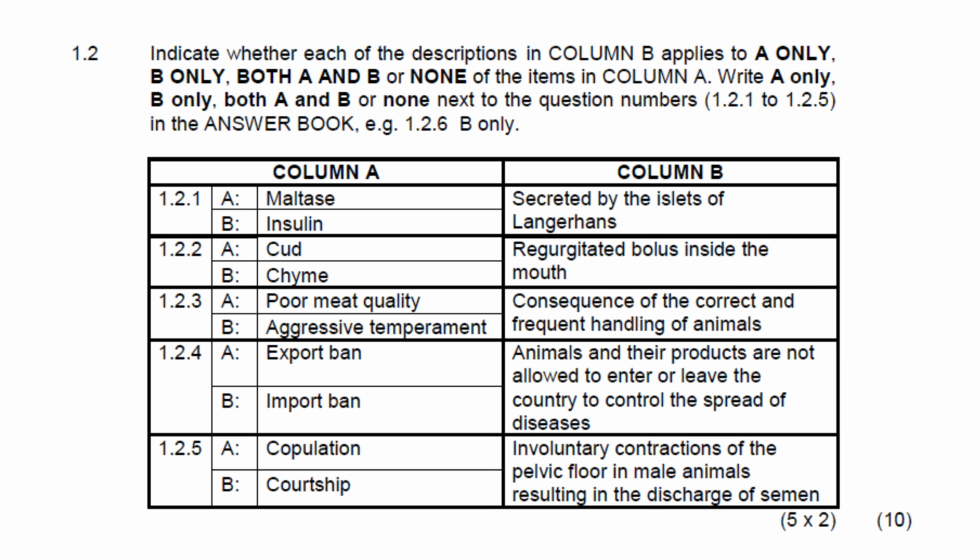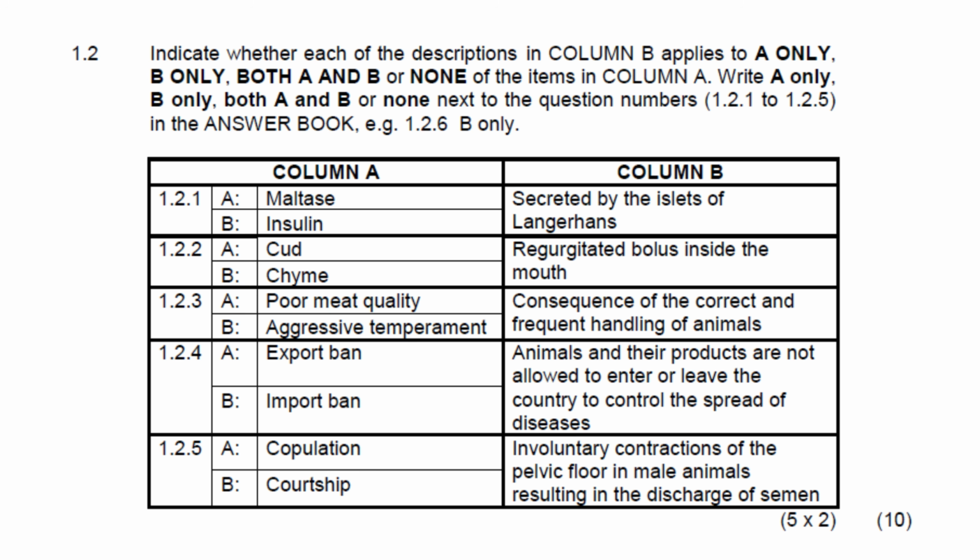And then we have the second one. We have 2 options there. It's a cud versus a chyme, right? It is a regurgitated bolus inside the mouth. And what do we say when an animal does that? It's chewing the cud. So the correct answer there is A only. So that's what you're going to write in your answer book. You're going to say A only, not just A, right?